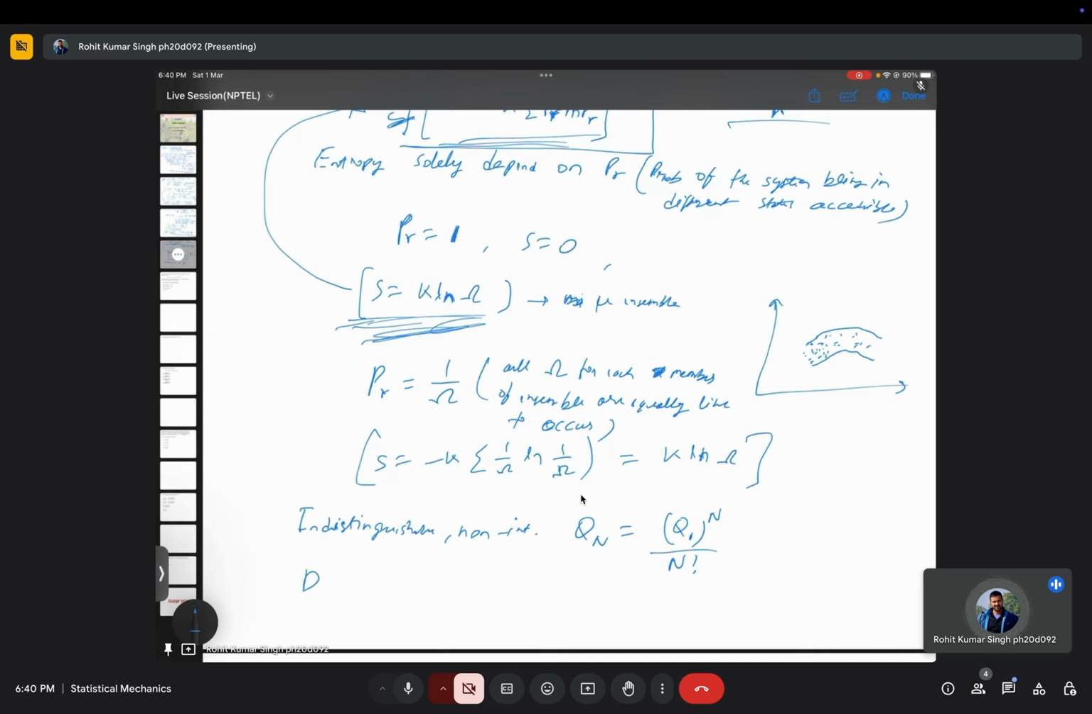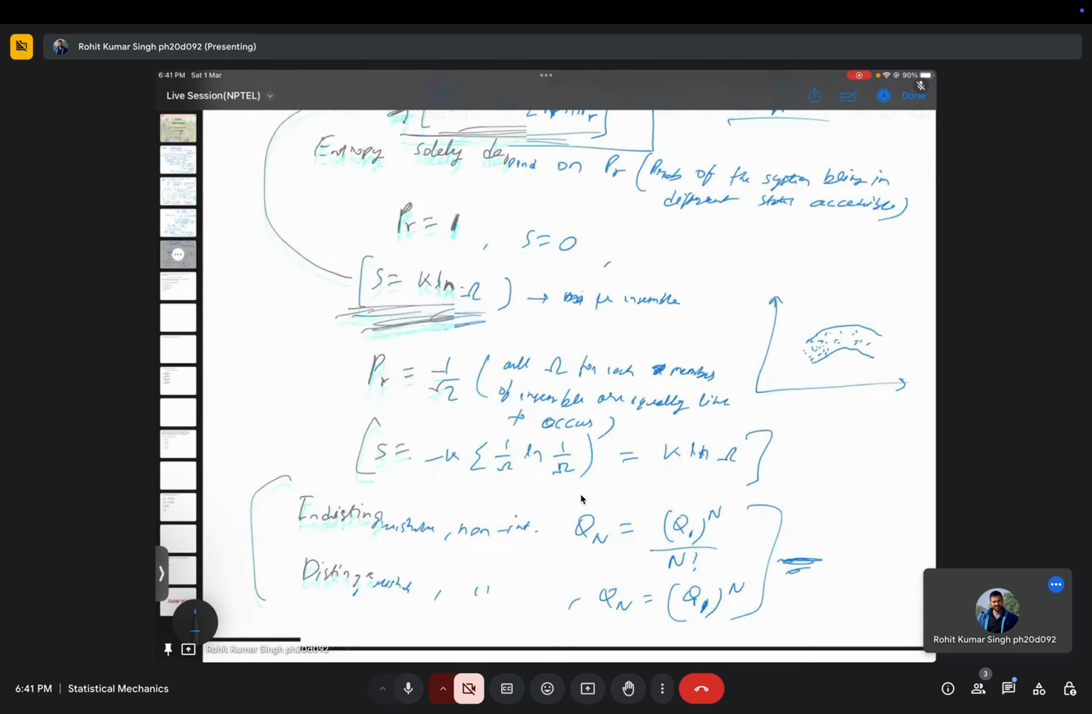And if these are distinguishable, that means you can tell one apart from the other, then for n such systems, the partition function is just the partition function of one such system to the power n. Okay, so we will use these results. I'm not deriving these quantities. These are done in the lectures, and you can find them in any standard book. I'll just use them while solving problems.